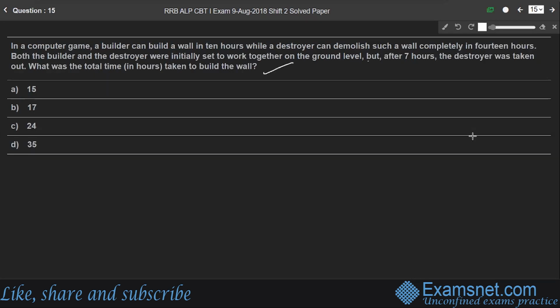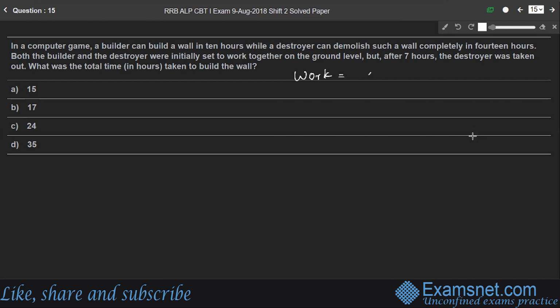Question 15. In a computer game, a builder can build a wall in 10 hours, while a destroyer can demolish such a wall completely in 14 hours. Both the builder and destroyer were initially set to work together on a ground level, but after 7 hours, the destroyer was taken out. What was the total time in hours taken to build the wall? So, students, this question is based on the concept of work.